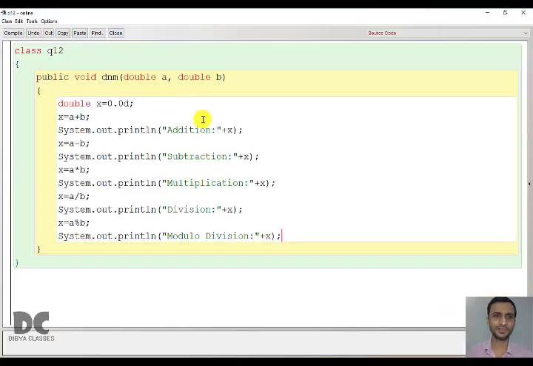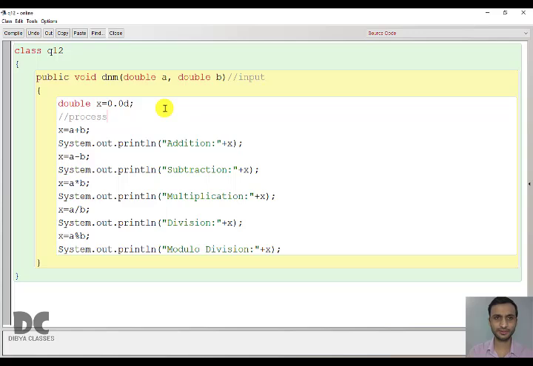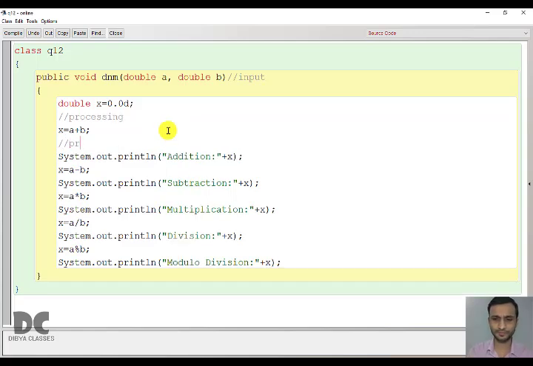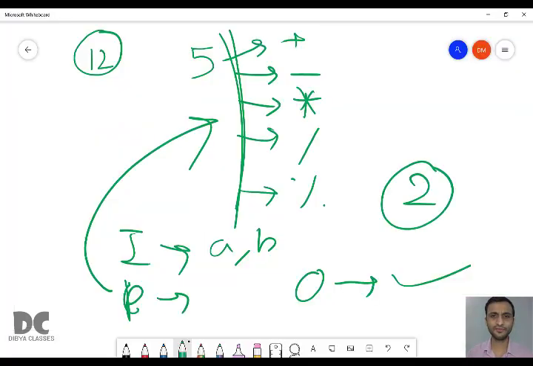So now we'll complete this program by writing the remark statements and variable description. This is input, this is your processing, and this is your printing. End of method. This is your end of method. So 1, 2, 3, 4. You have written 4 comments. Now we'll write the variable description.